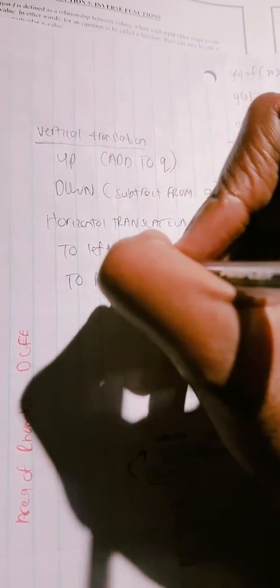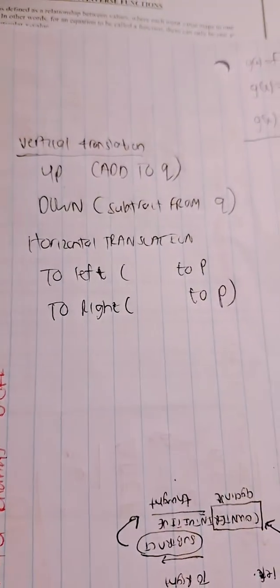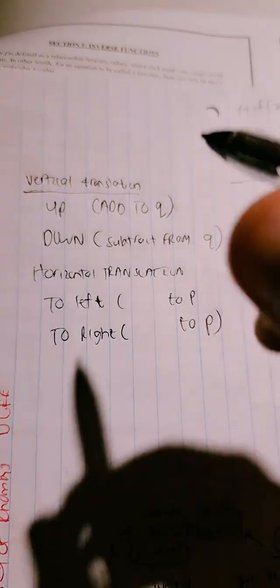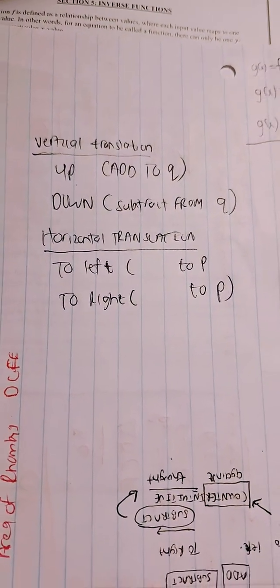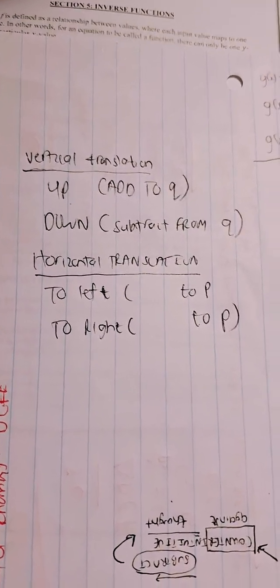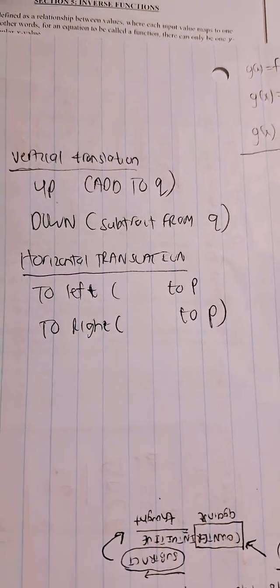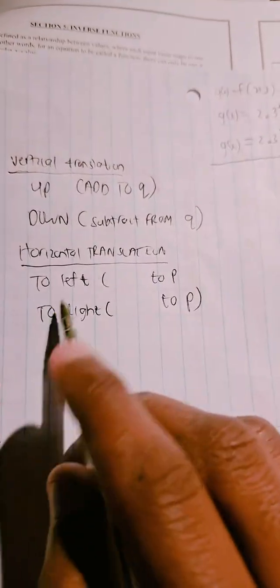Horizontal translation, if we are moving to the left, that means we are doing what to p? To the right means we are doing what to p? To the left, what do we do, guys? Are we adding or subtracting to p if we are moving to the left for horizontal translation? To the left means what? Thank you, Cicely. To the left, we add to p.